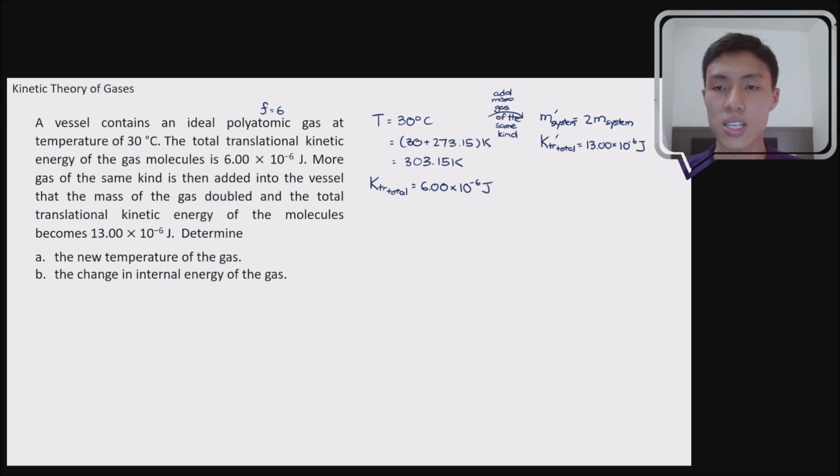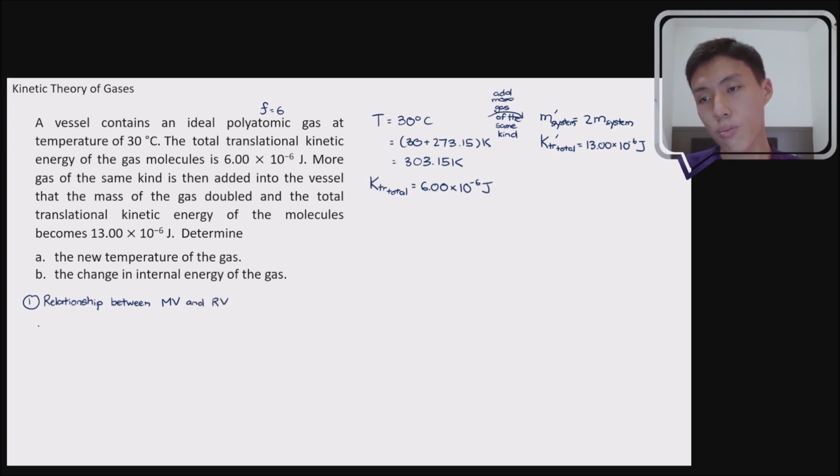Now they ask you to determine the new temperature of the gas and the change in internal energy of the gas. If you look at this situation here, you can see there's an old situation and a new situation. So we are going to solve this as a ratio question. If we solve this using the ratio question step method, then the first step will be to determine the relationship between the manipulated variable and the responding variable.